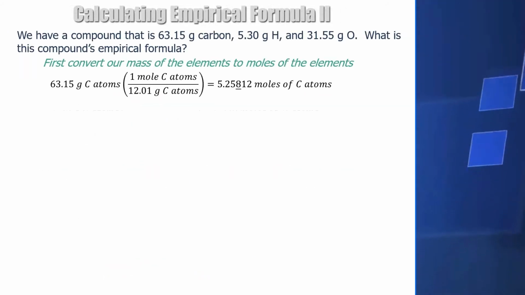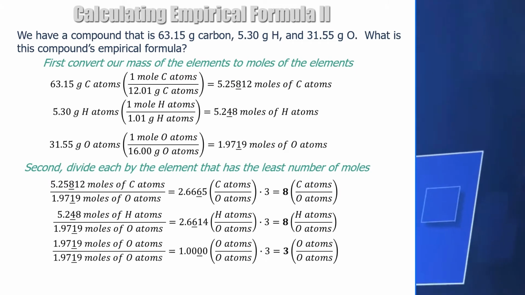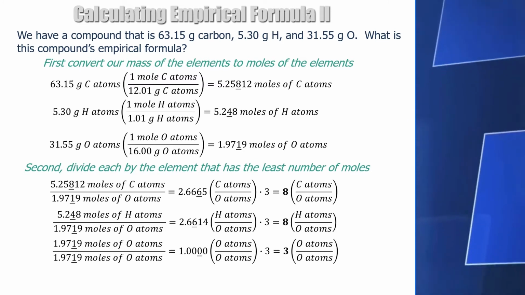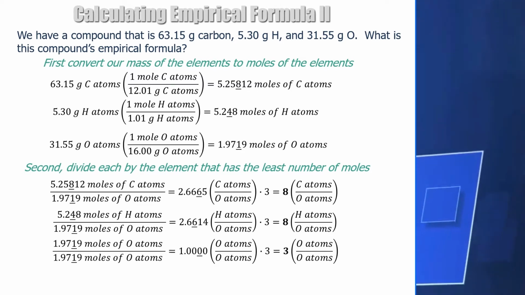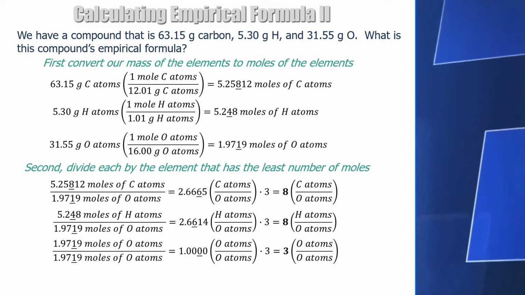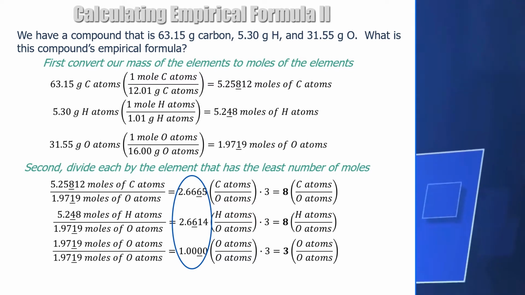For this example, we have a compound that was found to have 63.15 grams of carbon, 5.30 grams of hydrogen, and 31.55 grams of oxygen. So what is this compound's empirical formula? Well, we run the computations as we did in the previous slide, but at the end of the computation, we come up with final ratios of 2.67 for carbon, 2.66 for hydrogen, and 1 for oxygen.